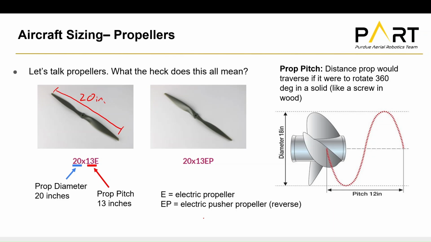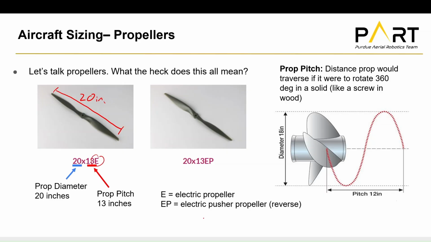Well, prop pitch shows the distance a prop would traverse if it were to rotate 360 degrees into a solid, like a screw into wood. So you can kind of see how that shows, right? So this prop's been rotated 360 degrees and it's moved 12 inches into this imaginary solid that we have. And that's how they determine prop pitch, right?